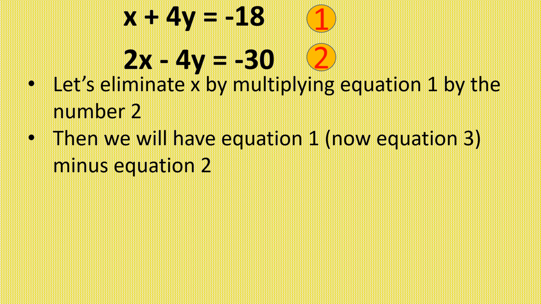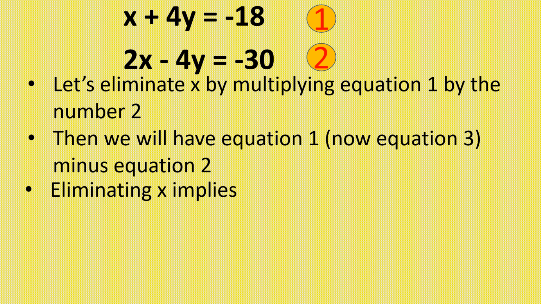Let's look at equation 1 and equation 2. Look at the x terms. Our x term in equation 2 is 2x. So what we'll simply do is multiply our equation 1 by the number 2 so that both variables will have the same 2, and then we can subtract equation 2 from 1. So let's do that.